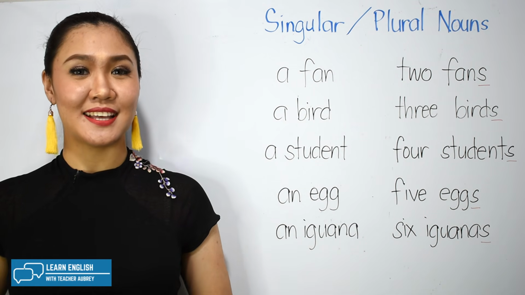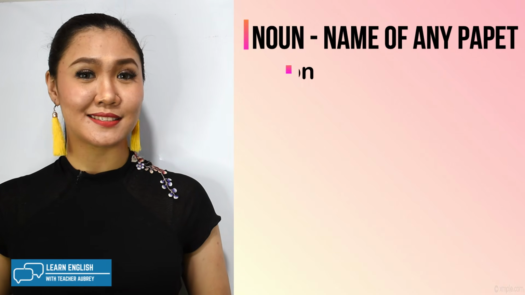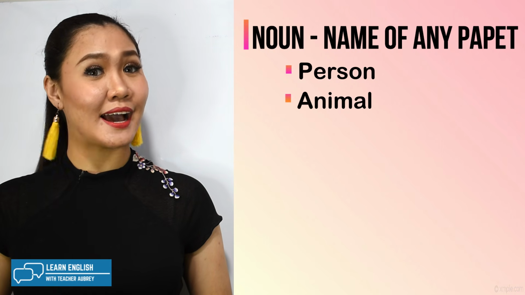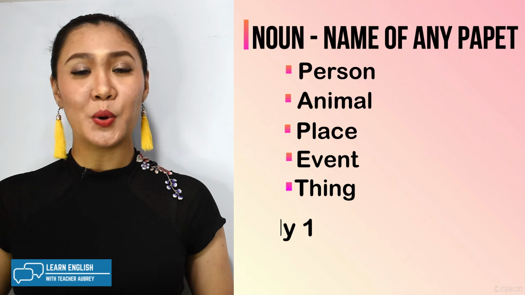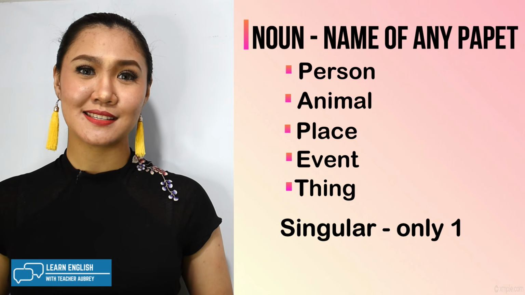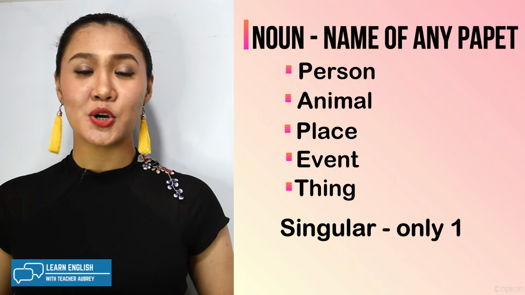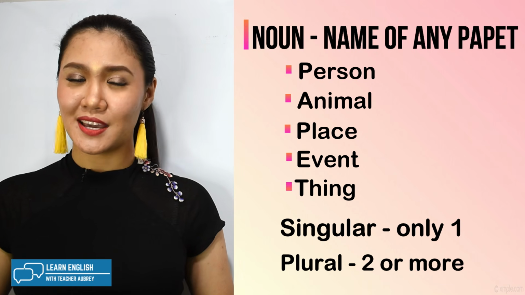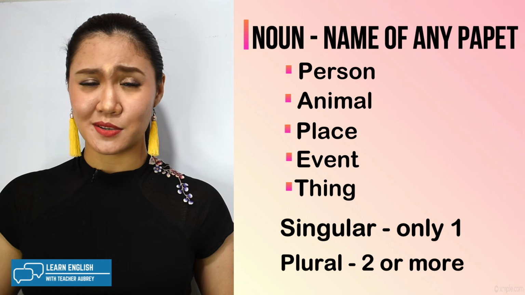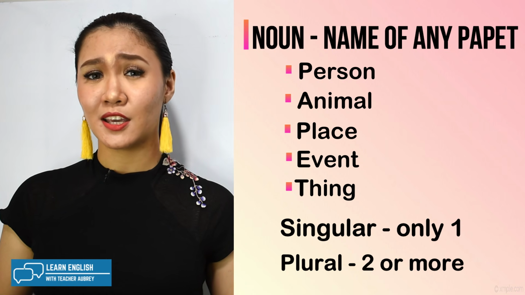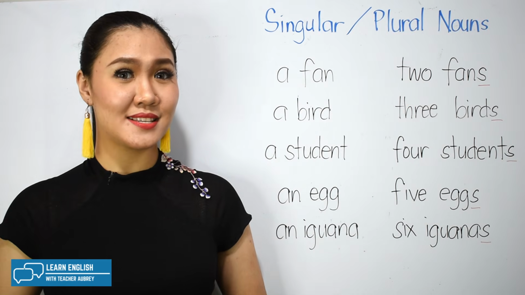Singular and plural nouns. A noun is a name of any thing, a person, an animal, a place, an event, or a thing. When we say singular, it is only one, single. On the other hand, we have plural nouns. They can be two or more. Now, I'm going to ask you, do you know how to form a singular noun? How about a plural noun? Let's take a look at these examples.